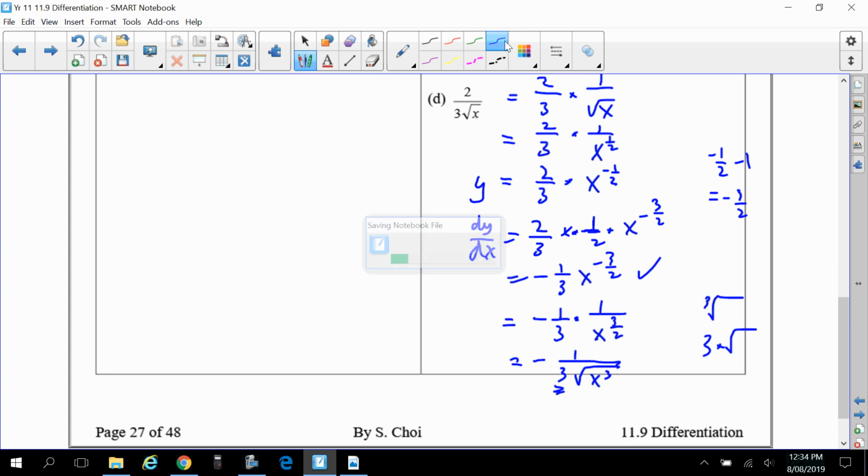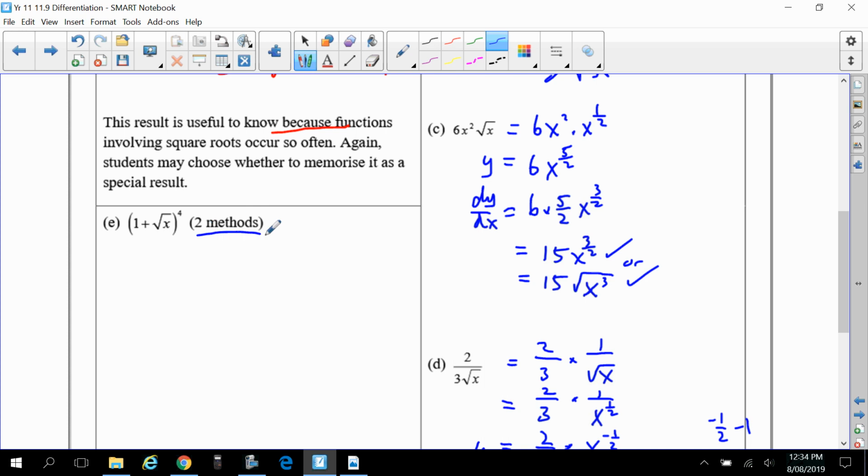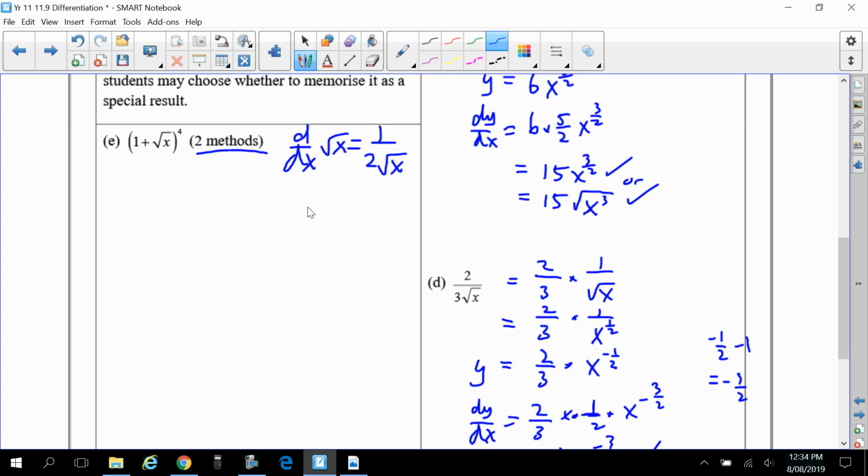All right, hopefully it's okay with people. I'm going to do E now. Now, E, there are 2 methods. So again, if we were to use this result, that will speed things up. If not, you will just make it a little bit slower. For example, if I were to use this result, this will be very quick. Watch this. You will obviously use a chain rule.